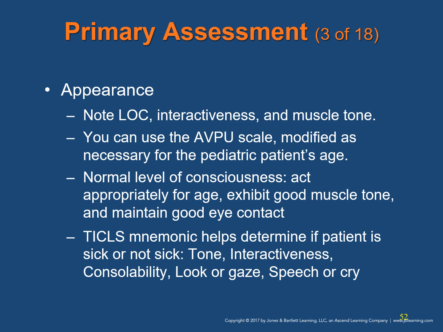Appearance. Note the level of consciousness or interactiveness and muscle tone. You can also evaluate the patient's level of consciousness by using the AVPU scale, modified as necessary for the pediatric patient's age. An infant or child with a normal level of consciousness will act appropriately for his or her age, exhibiting good muscle tone and maintaining good eye contact. Poor muscle tone or poor eye contact can mean an abnormal level of consciousness.